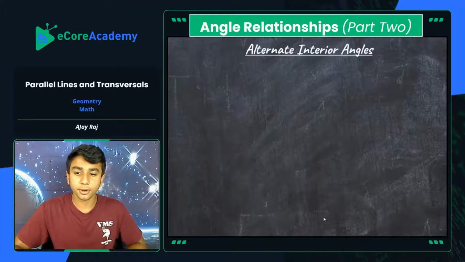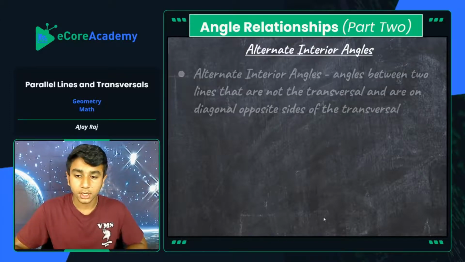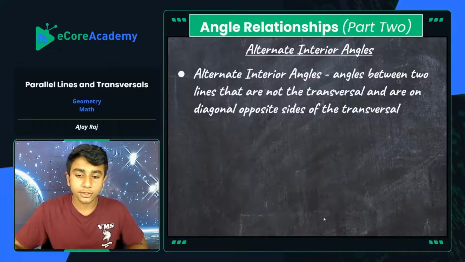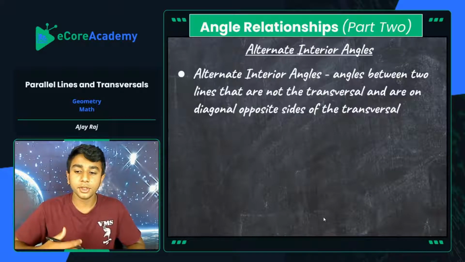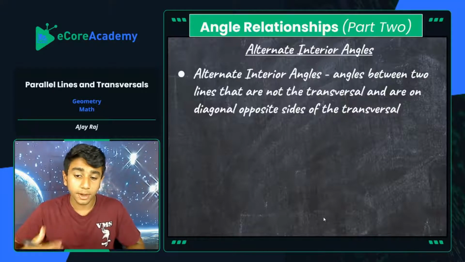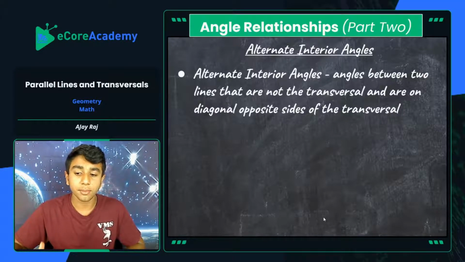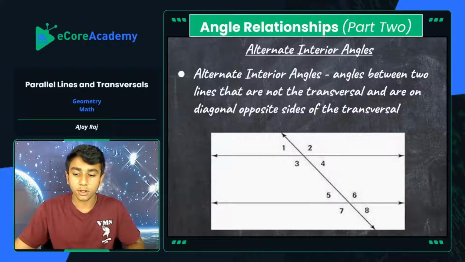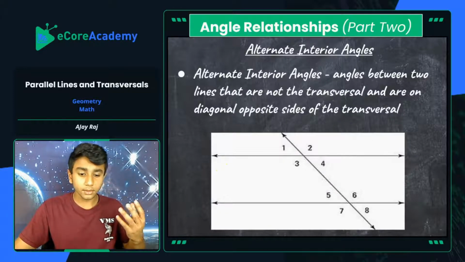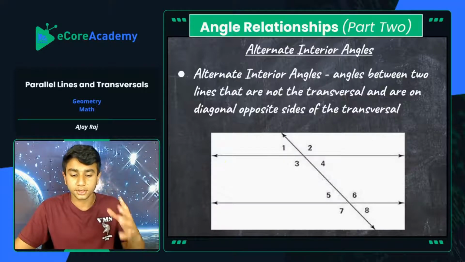Next, let's look at angle relationships part 2, and we're going to look at alternate interior angles, our second pair of angles. We're only comparing pairs of angles. Alternate interior angles are angles between the two lines, not the transversal, and on diagonal opposite sides of the transversal. You can almost think of them as opposite interior angles. When the transversal intersects both parallel lines, they're on diagonal opposite sides of the transversal, but in the interior locations. Examples are most important to show exactly what this diagram is representing.